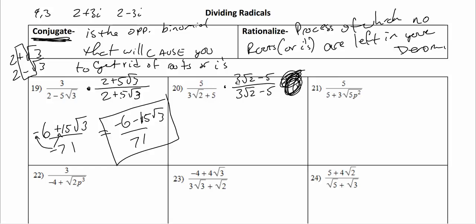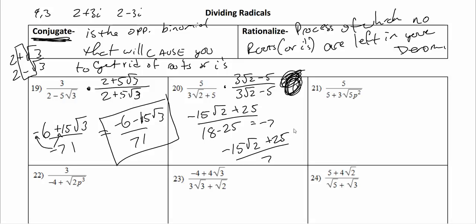So here we go. 5 times 3 is 15 root 2 minus 25 for the top. The bottom, I'm going to do a shortcut. Remember, you can do the F and the L in FOIL, or you can do the boxes, the top left-hand corner and the bottom right-hand corner. Those would be added together. So here's what I would get. 9 times 2 is 18 minus 25, which is negative 7, which can't stay negative, right? So it changes and it changes. So my answer is negative 15 root 2 plus 25 over a positive 7. So there is your answer for that one.